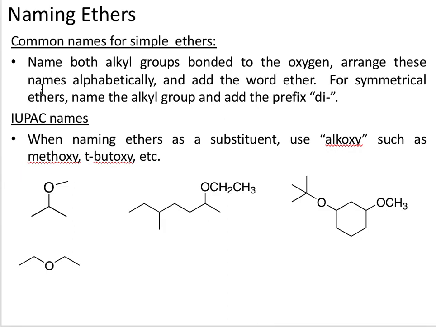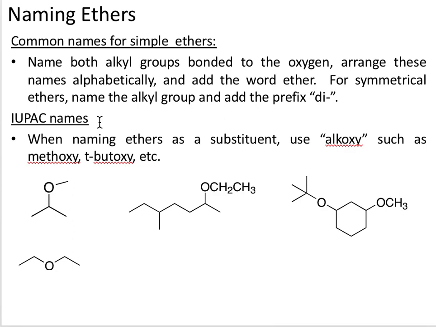Common nomenclature just appends the name of the alkyl groups at the beginning and then tags on the word ether at the end. So for example, you have diethyl ether, which you can also name as ethyl ether, or you can have ethyl methyl ether. For symmetrical ethers, such as diethyl ether, you can just add the prefix di. So you can have dipropyl ether, dimethyl ether, diisopropyl ether, di-tert-butyl ether, what have you.